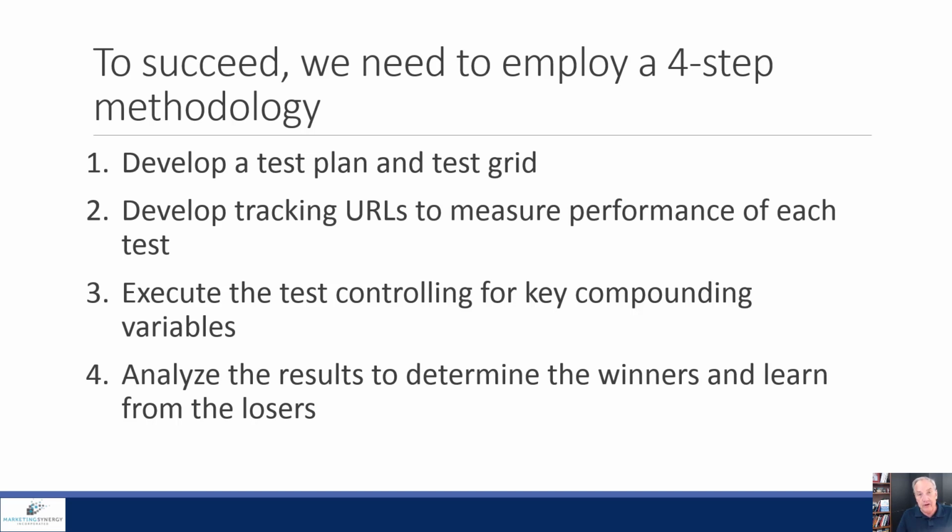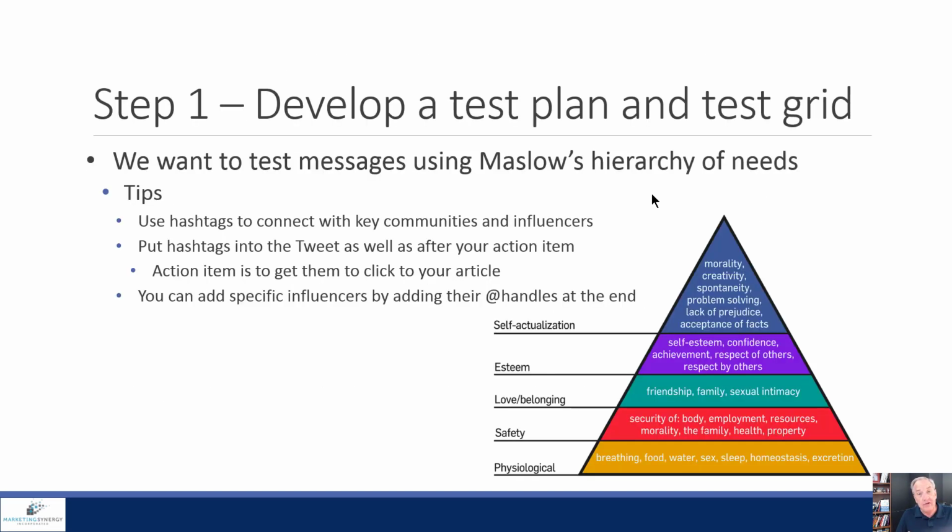So let's get started. In step 1, what we need to do is develop a test plan and a test grid. The test plan is what do we want to test? If we're creating web pages, we'll want to create them. In this case, we are going to do 4 different messages based on Maslow's hierarchy of needs.